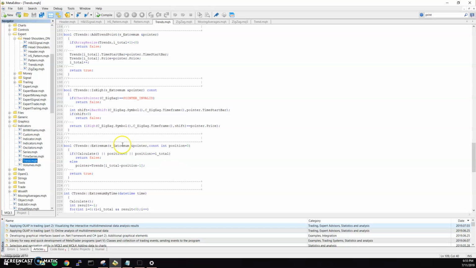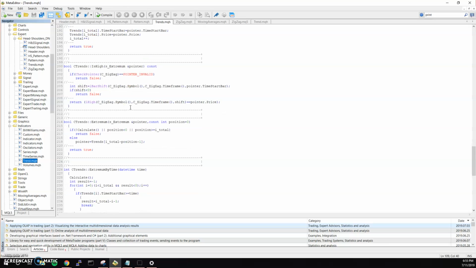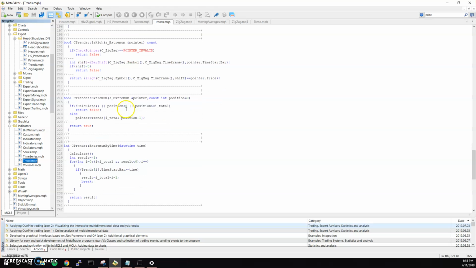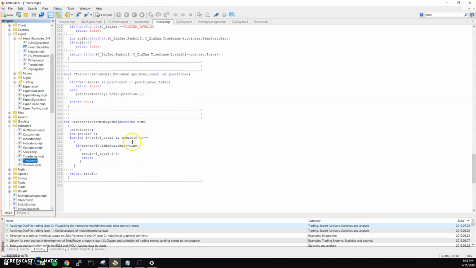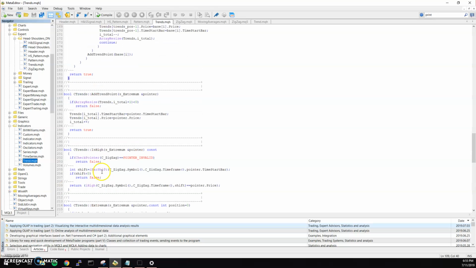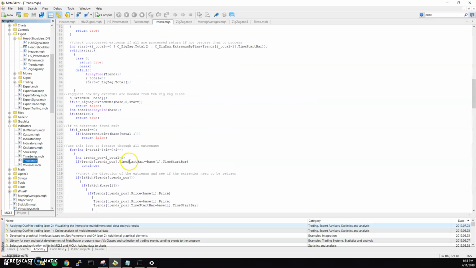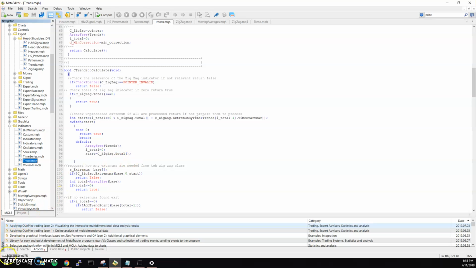So, we have 4 functions that are very useful in this class. We have this isHigh function, which if it returns true, that means there's a high extremum, and if it returns false, there is a low extremum. It's going to be very useful later on. We have this regular extremum, which gives us the extremum by position, and then we have this other extremum, which gives us the extremes by time.